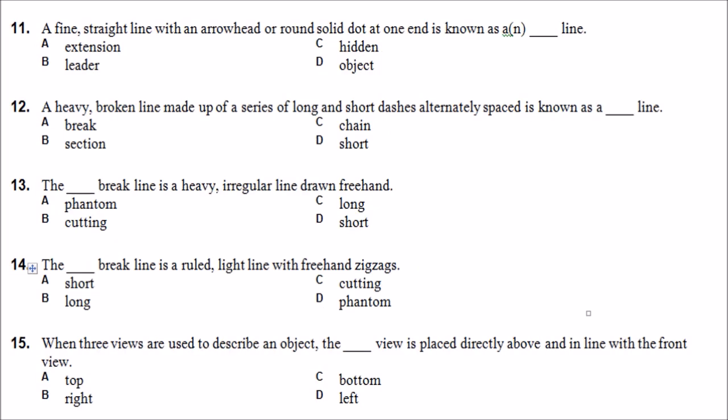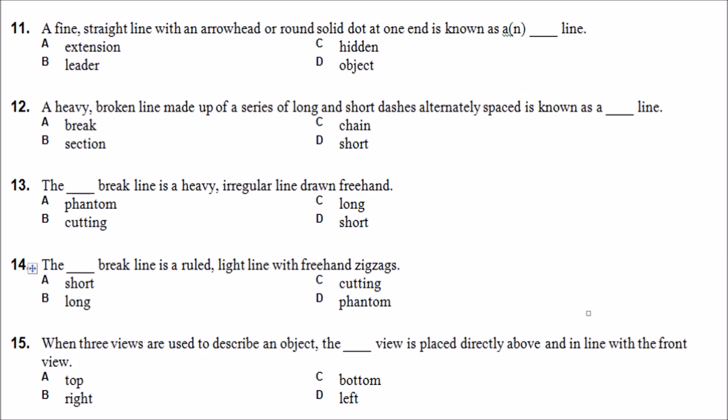Number 11. A fine straight line with an arrowhead or round solid dot on one end is known as what type of line? B. A leader line. Number 12. A heavy broken line made up of a series of long and short dashes alternately spaced is known as what type of line? A chain line.